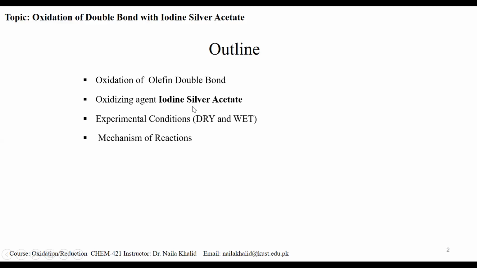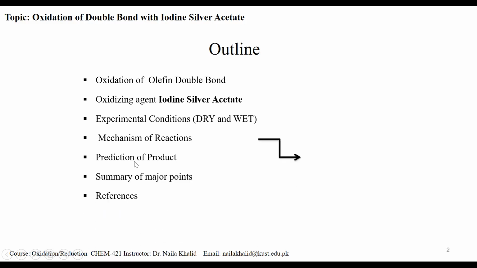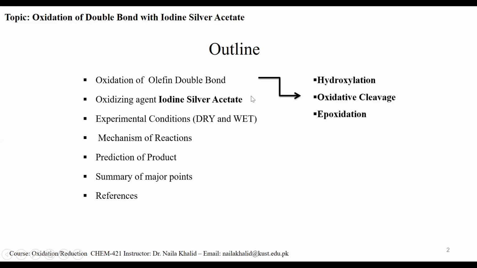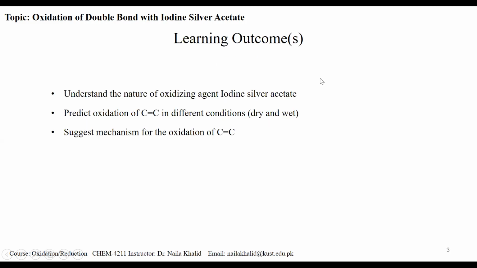So the outline of this present session includes oxidation of olefinic double bond using the oxidizing agent iodine silver acetate in two different experimental conditions, dry and wet, and we will discuss in each case the mechanism of reaction and prediction of the product. At the end, a summary of major points. We will discuss today olefinic double bond oxidation in terms of its hydroxylation. So these are the learning outcomes.